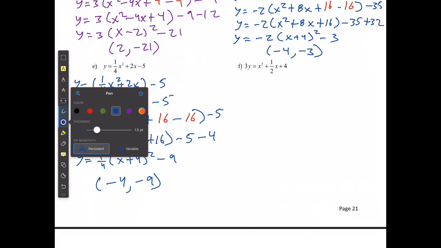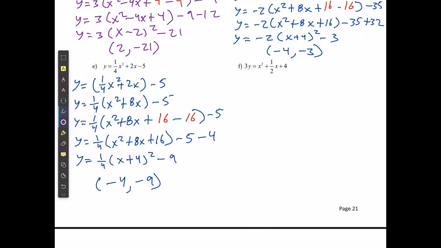For the case of f, I see that it's in the correct order, but I have a coefficient of y that can't exist. Y has to be by itself. So I need to divide everything by 3 to get in the correct form. Y is equal to 1 over 3 x squared plus 1 over 6x plus 4 over 3.